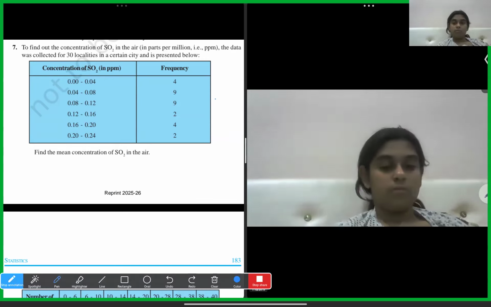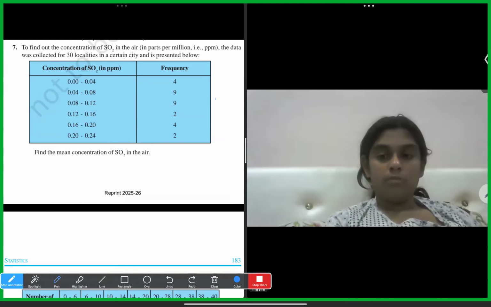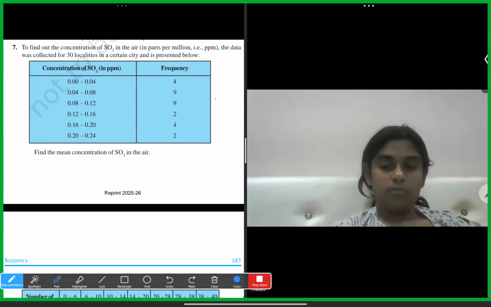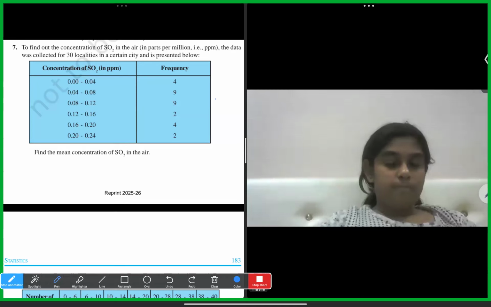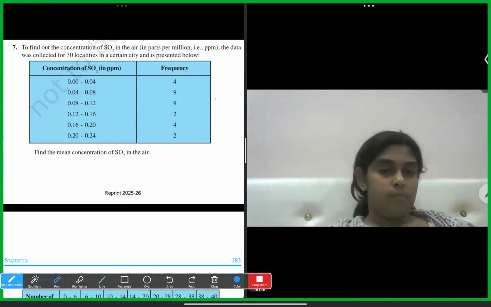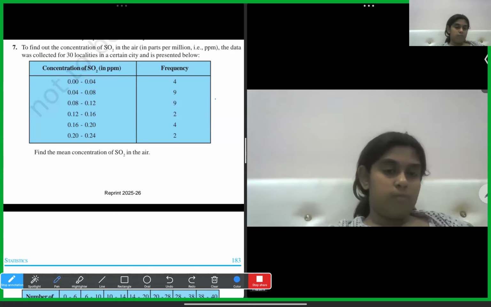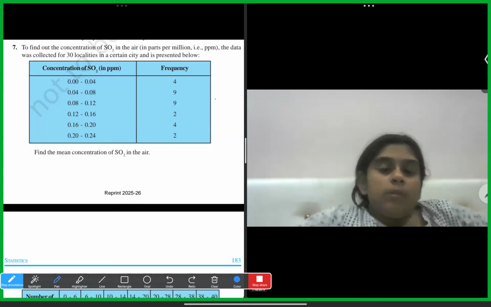So, Hasni, we can see they said that there are some SO2 concentration levels within 30 localities in a city. So, 0 to 0.04 is 4 localities, 0.04 to 0.08 level is 9 localities, 0.08 to 0.12 is like that 9 localities. Different localities have sulfur dioxide concentration in parts per million. Okay, Hasni? Okay, sir. They're asking to find the mean concentration of sulfur dioxide in the air overall.